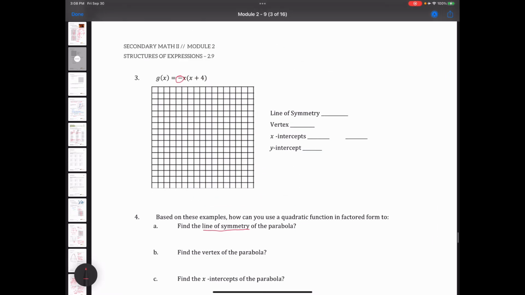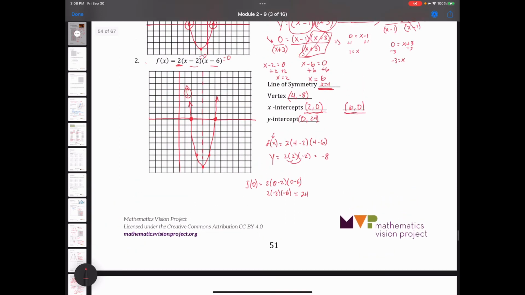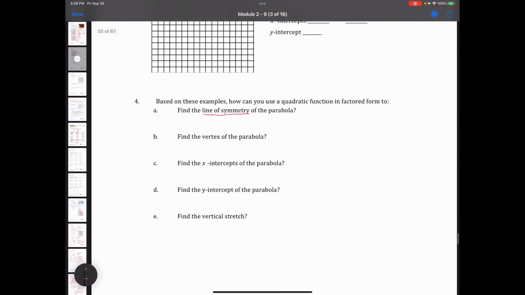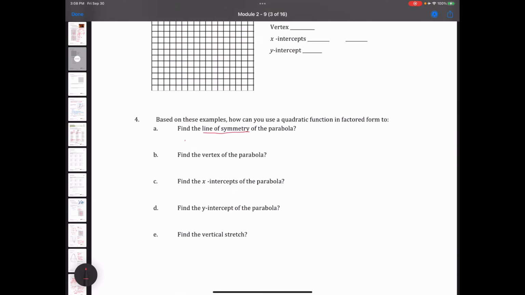Well, what did we do? If we look back up here, once we found the x-intercepts, we took the average of those x-intercepts, right? The line that is directly between those two x-intercepts, and that was our line of symmetry. So it is the average of the x-intercepts.